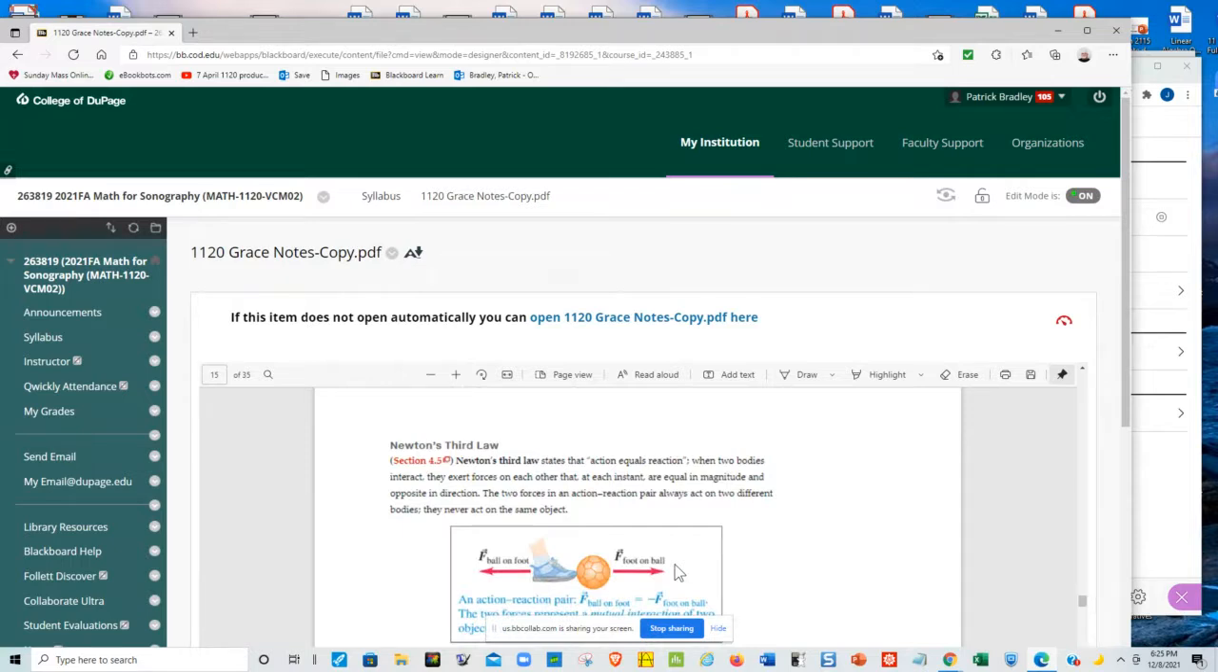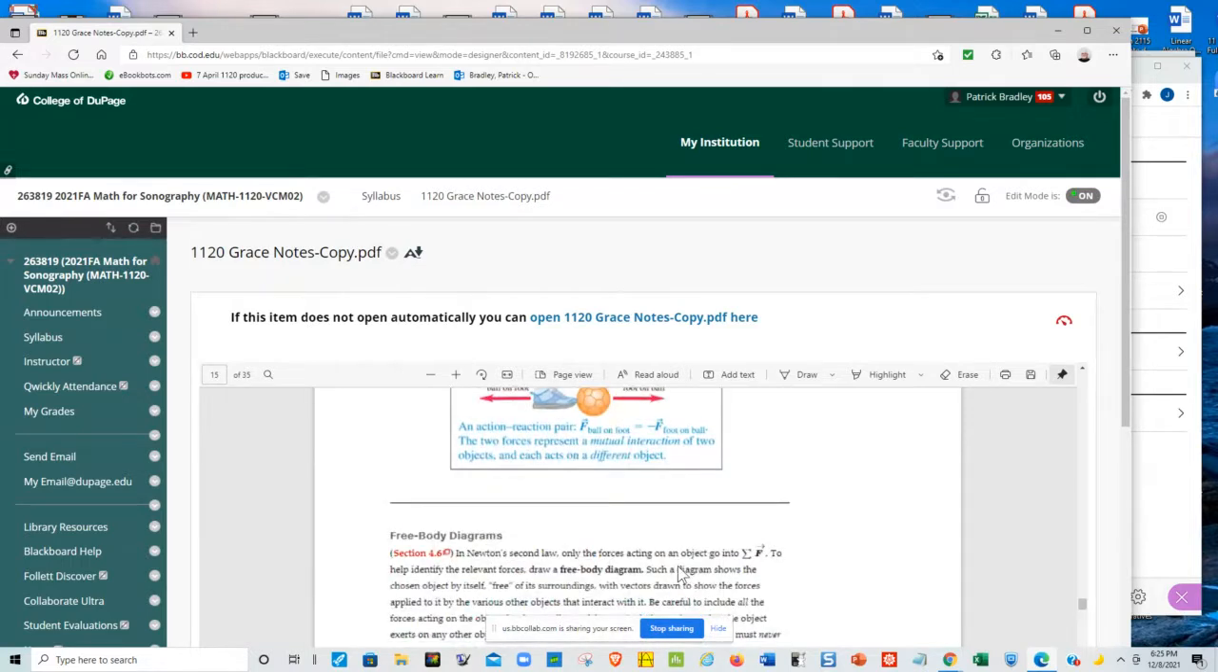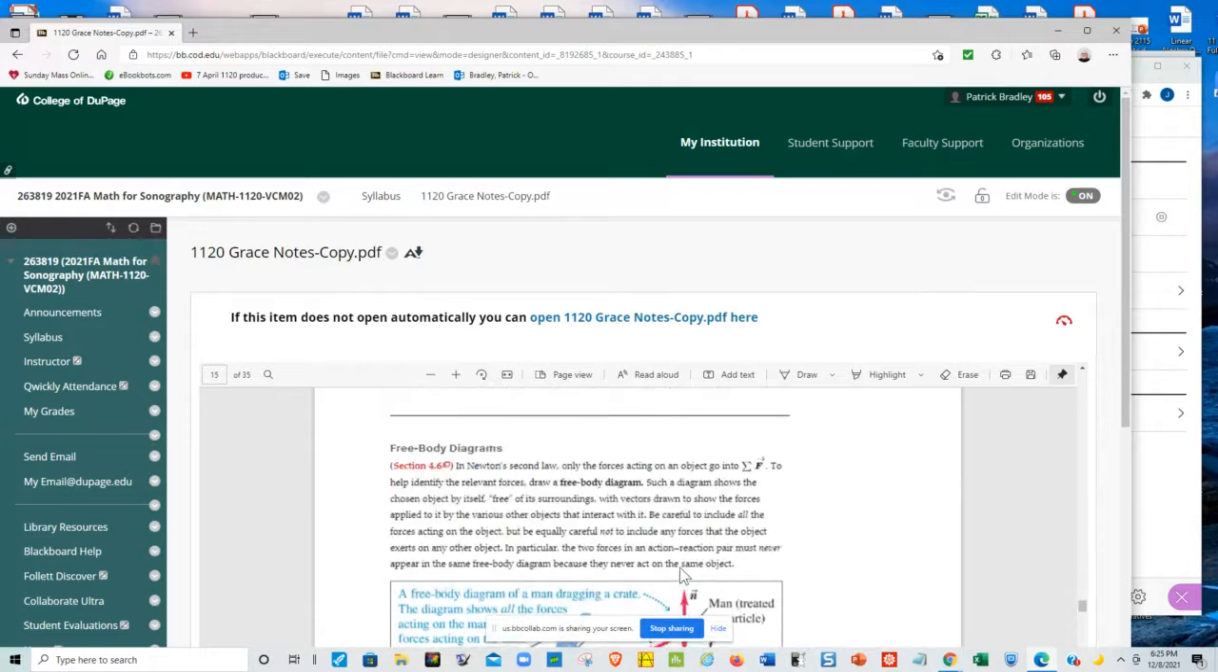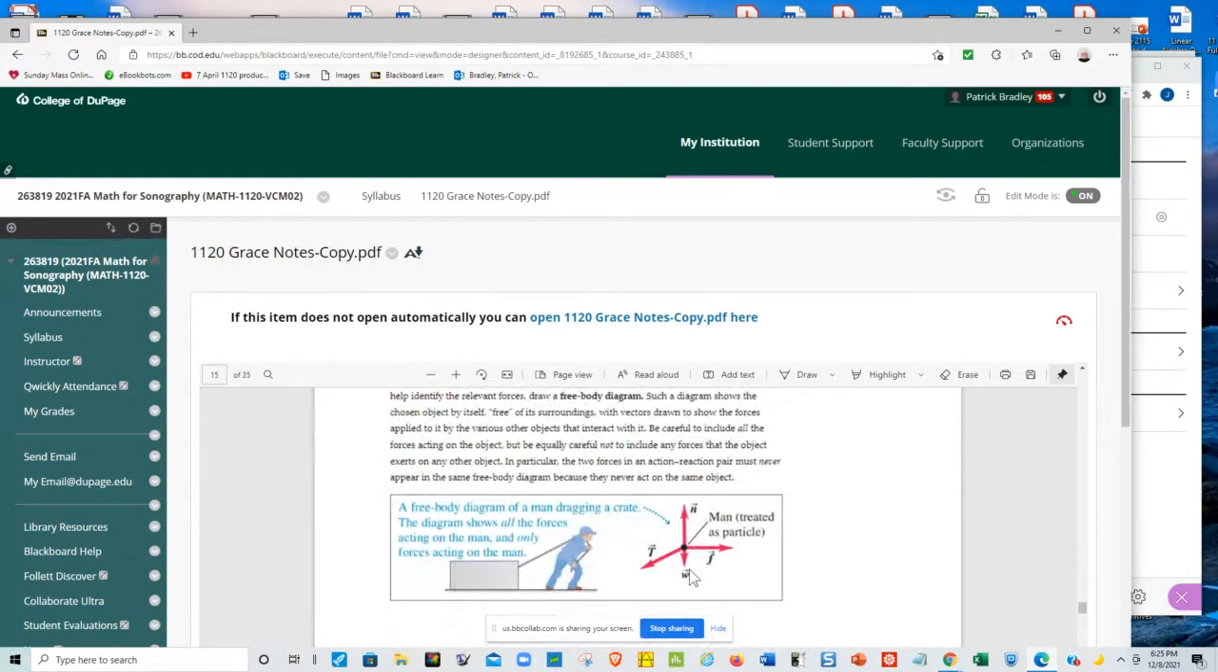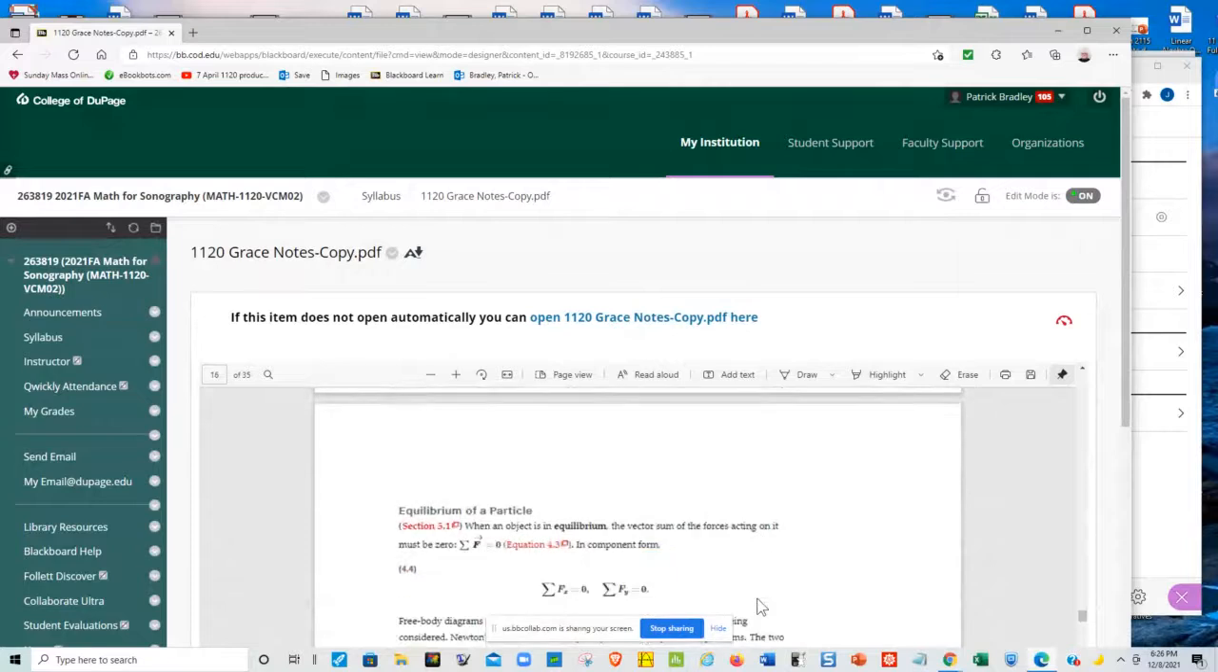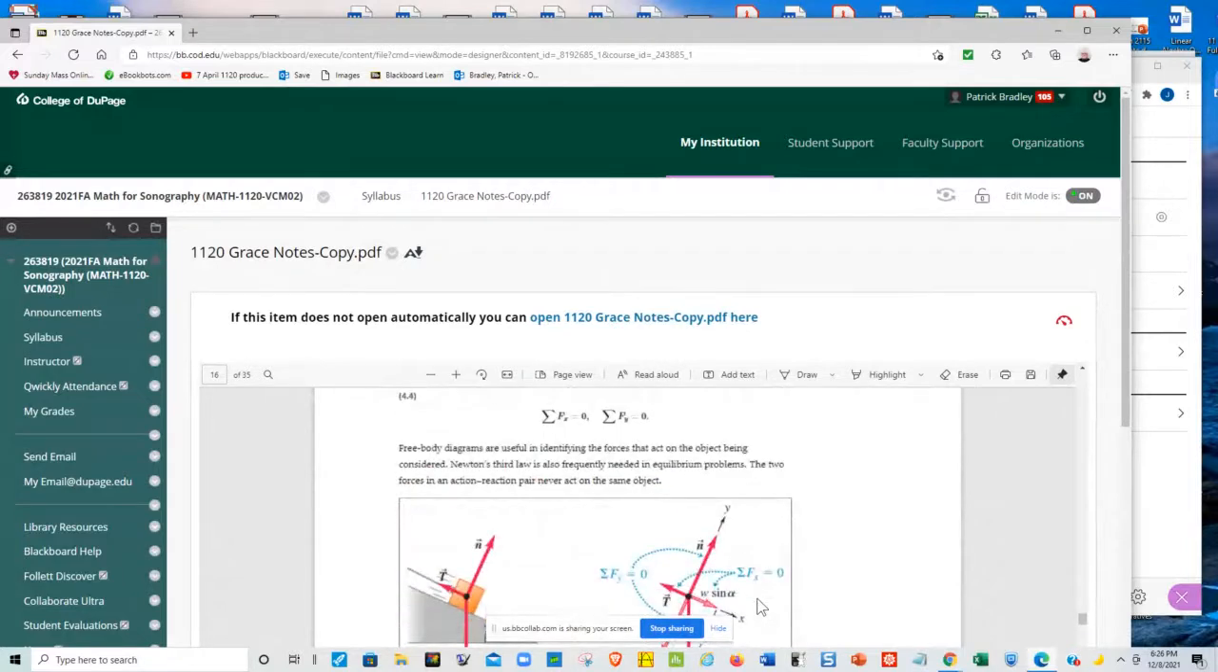Newton's third law says for every action, there's an equal and opposite reaction. And we started talking about drawing free body diagrams to solve some of these problems, because then we can break things into the different forces that are acting on things. So, for example, here, if we do a free body diagram of a man dragging a crate, the diagram shows all the forces acting on the man and only the forces acting on the man. Okay, so that's what we were doing there. And if all the forces balance out, then the net force is 0.